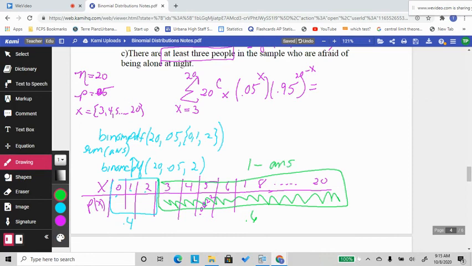So what I'm doing here is, because I don't want to type in 3 through 20, I'm going to do what I don't want. I don't want 0, 1, and 2. And then I'm going to do 3 through 20.